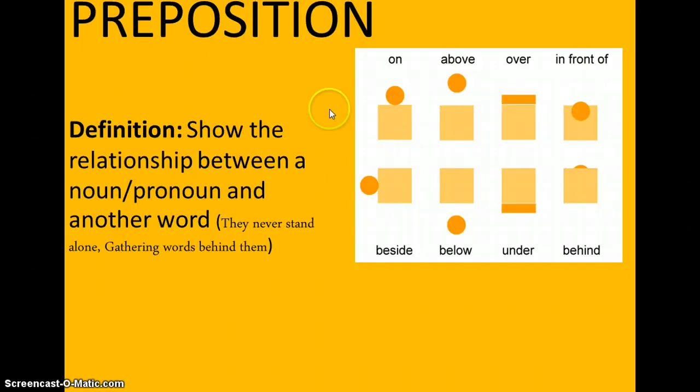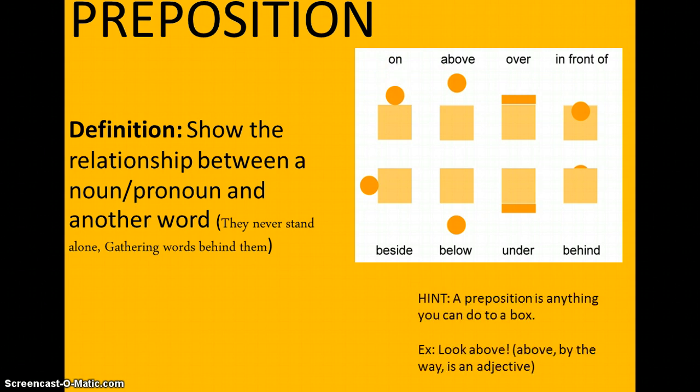So for example, with the ball being on the box, the word on tells you the relationship between the ball and the box. It tells you where the ball is in relation to the box. So the word on there is a preposition. The hint, as you've already probably figured out, is that a preposition is anything you can do to a box.